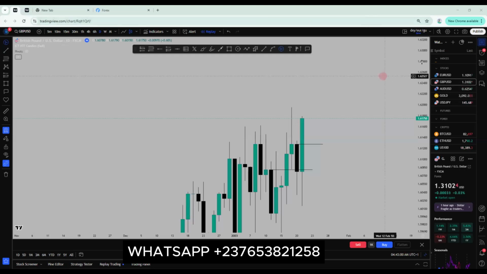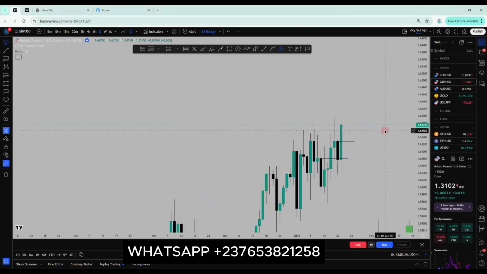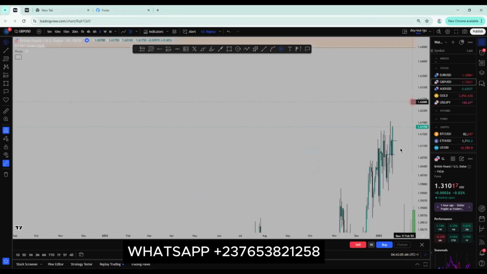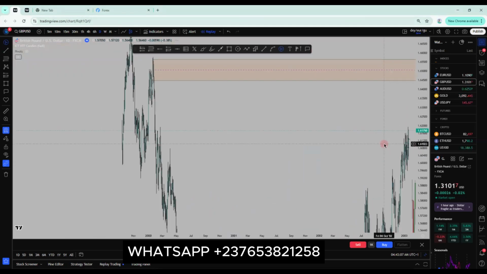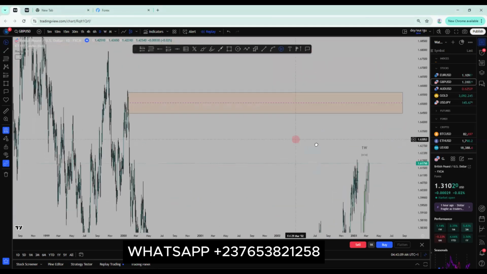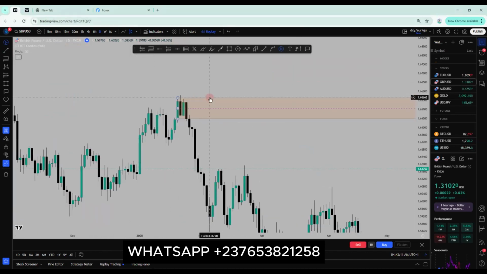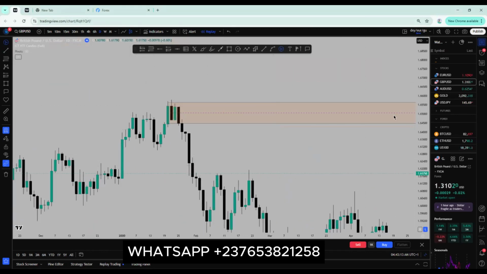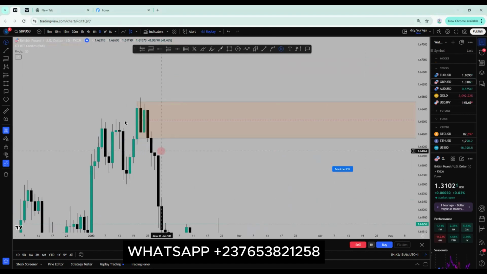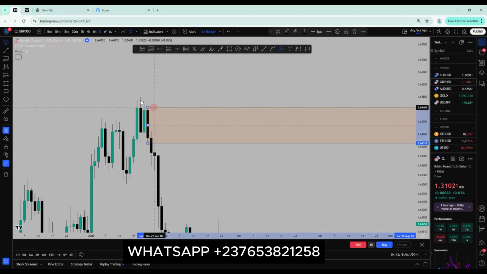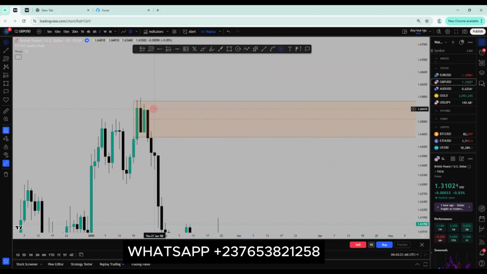Okay, looking at GBP USD now. If you want to see the bigger picture of this, we'll zoom out, and then we want to look at this area. You can see we have a very clean unmitigated order block here. You can see it's an area of demand.